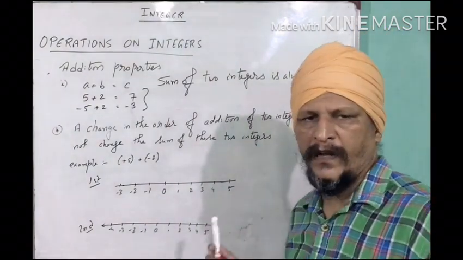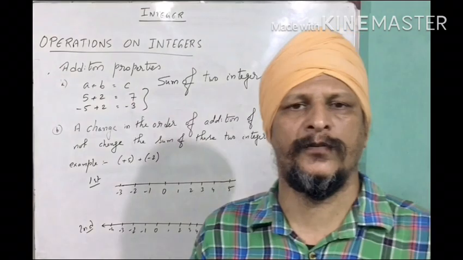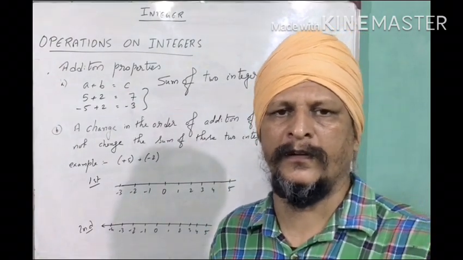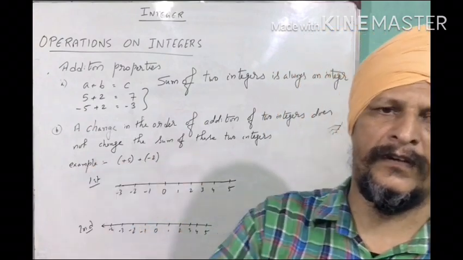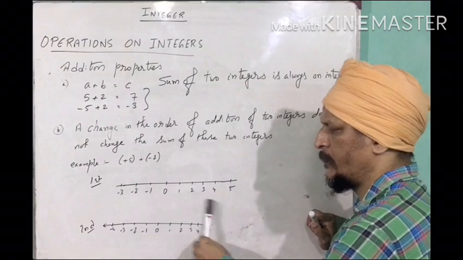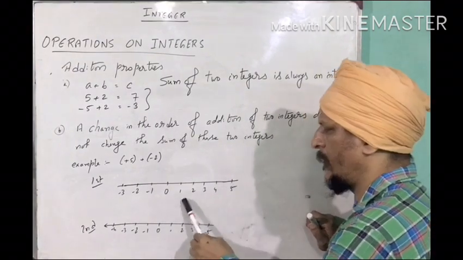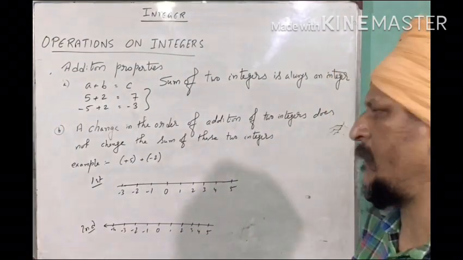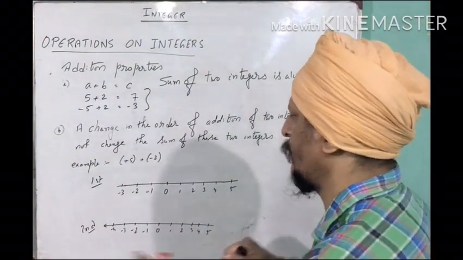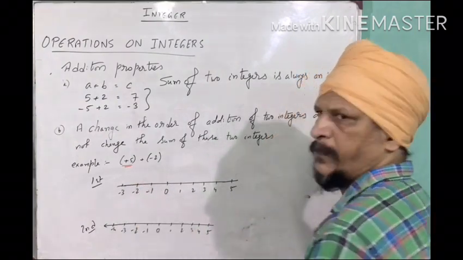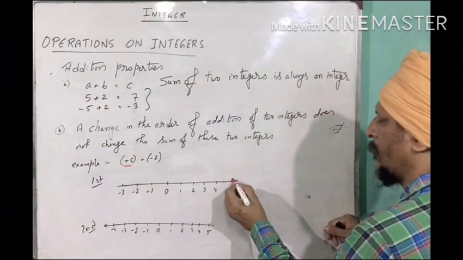Suppose this is a number line, and you know very well that the positive side should be written on the right side of 0, whereas the negative side should be written on the left side of 0. So here 0, positive on the right side 1, 2, 3, 4, 5, and negative on the left side -1, -2, -3. Suppose this is the number plus 5. So where is plus 5? We have to mark it.